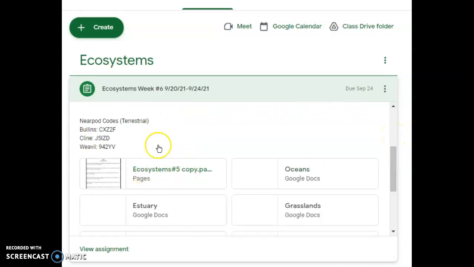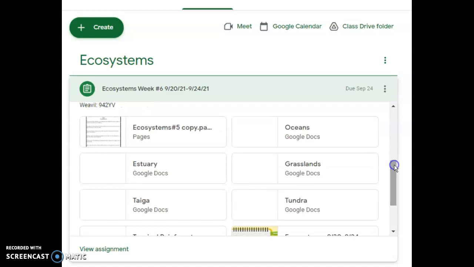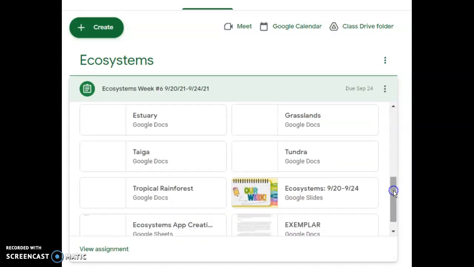Here's a copy of Ecosystems number 5, vocabulary. So even if you say, Mr. Boland, you never gave that to me, yes, I did. It's right there. It's always there. You always have access to it. You'll notice a bunch of blank Google Docs: oceans, estuaries, grasslands, taiga, tundra, tropical rainforest.